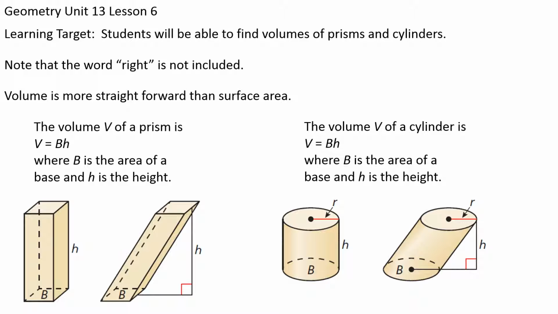So we've got just one formula to remember: area of the base times the height. It doesn't matter if it's a prism or a cylinder, it doesn't matter if it's right or oblique. As long as we can find the area of the base and we know the height, we're in business. Right? Same formula.